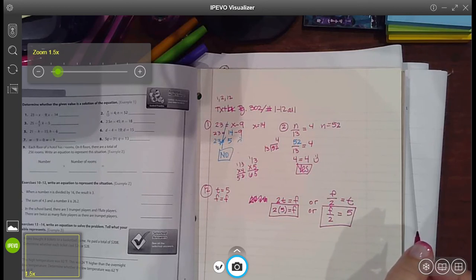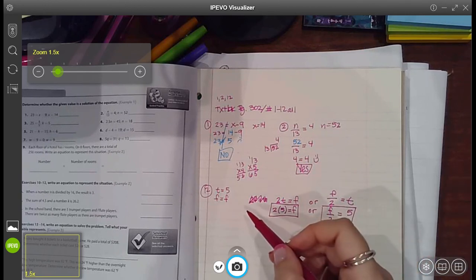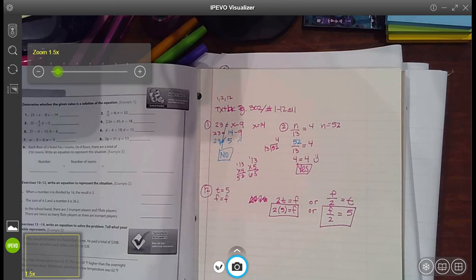Both of them work. But again, talk yourself through them to see if it makes sense, because the trap is to put 2F equals T. Don't forget to check all your answers for the other problems in the back of the book.